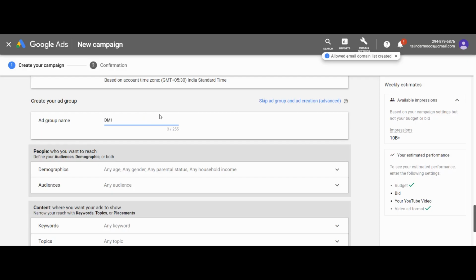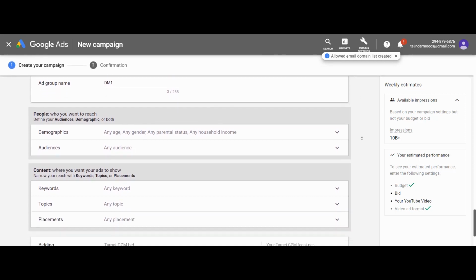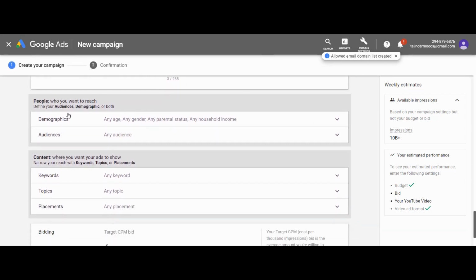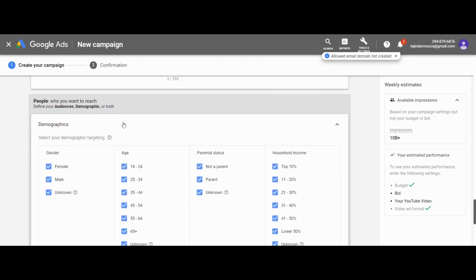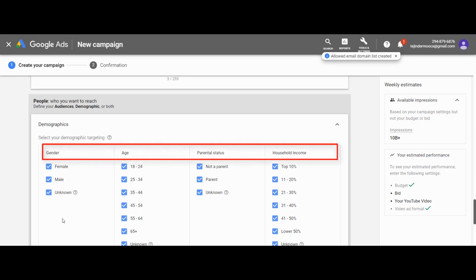Give any name to the ad group. We know that under ad group we have to set target audience and set a bid amount. You can target the audience on the basis of people and content. Under people, you can target the audience on the basis of demographics and types of audience. Under demographics, we can target the audience on the basis of gender, age, parental status and the household income.